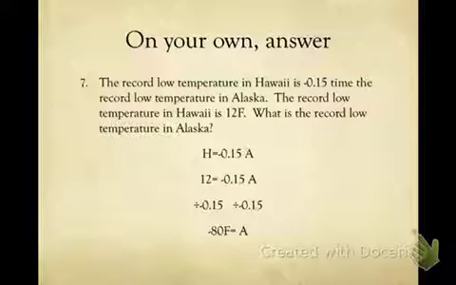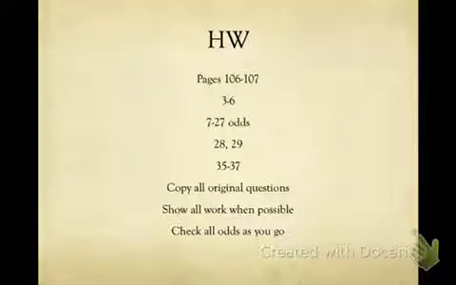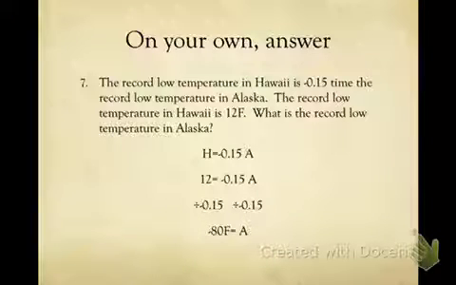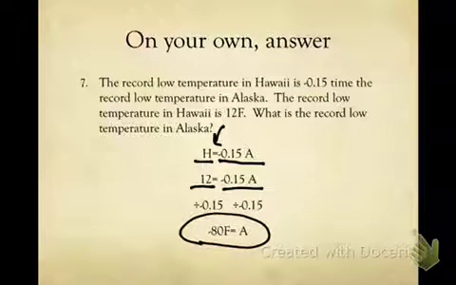All right, so this is how I solved it. Hawaii, hold on. I forgot to, sorry. So Hawaii is negative 0.15 that of Alaska. Hawaii is 12, so what's Alaska? Alaska is negative 80 Fahrenheit.